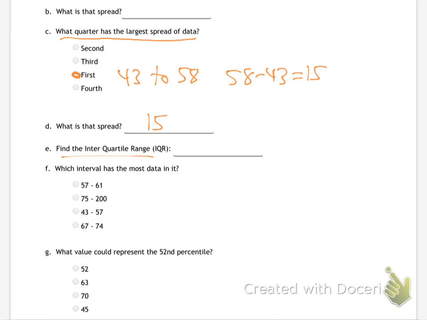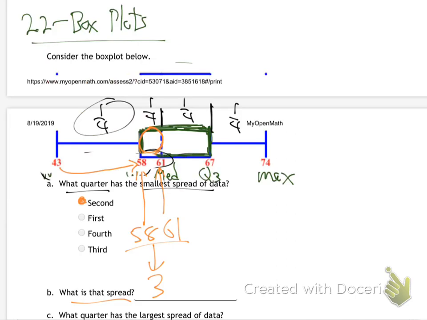Find the interquartile range. I haven't told you about that, but I bet you can guess it. So remember what these are. Let me kind of get this stuff out of the way. This is Q1. This is the median here. And this is Q3. This is the minimum and the maximum.